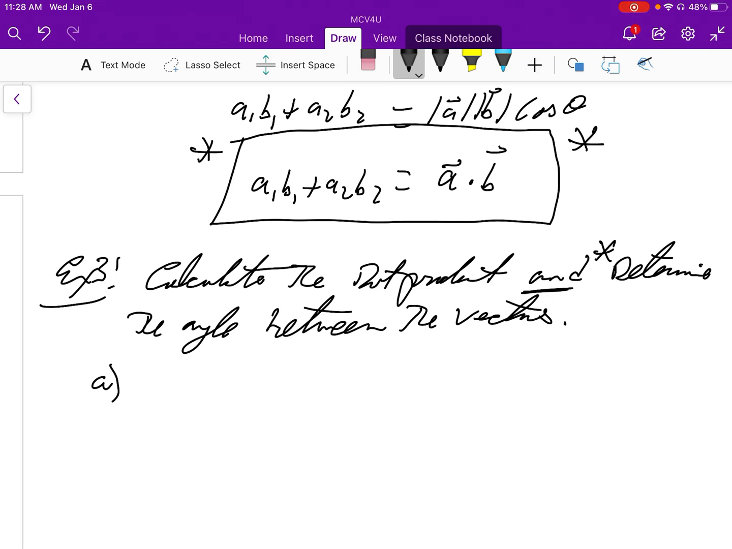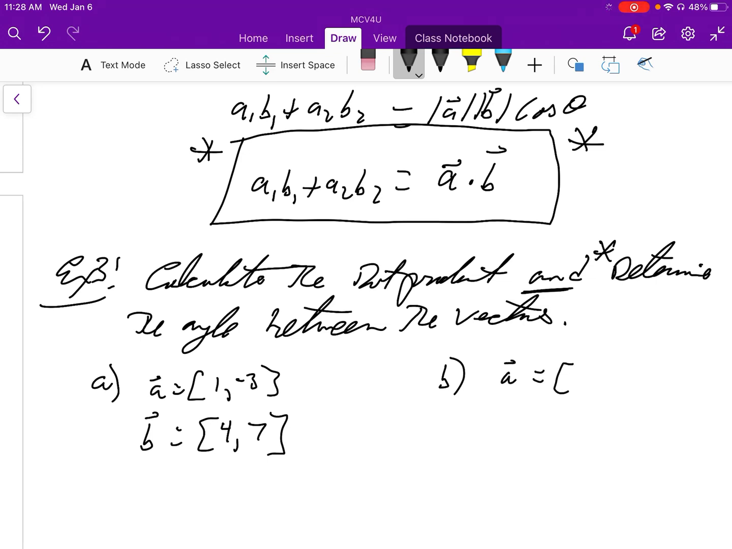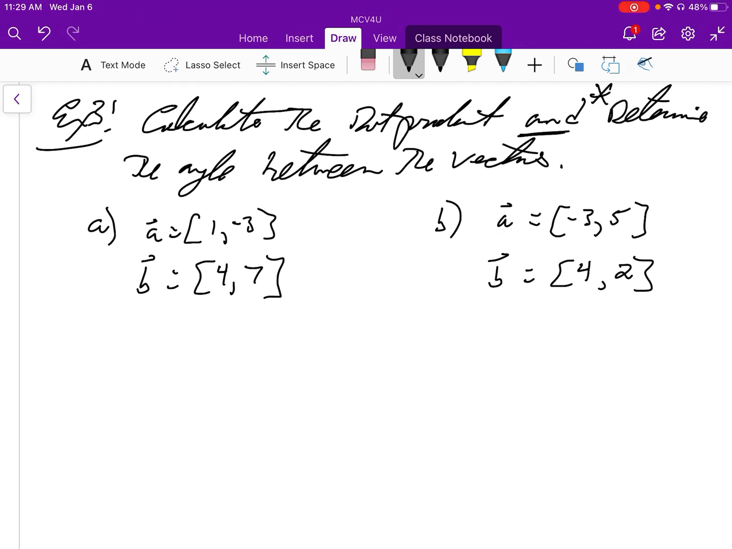and then we'll be done. All right. So let's say, for example, our first is 1, negative 3. Our second is, let's say, 4, 7. Our second one, let's say we have a vector of negative 3, 5, and we'll take a look at 4, 2. Okay, something like that. We'll take a look and see what we've got. So first of all, the dot product.